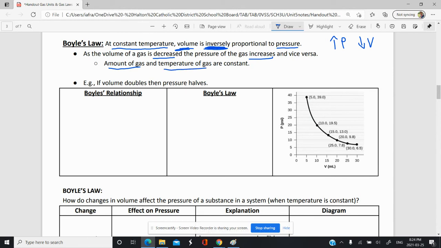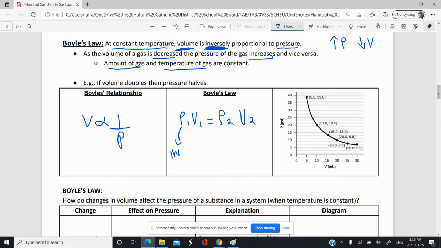You can represent Boyle's relationship by stating that the volume is proportional to 1 over P. That essentially means that they're inversely proportional. Volume is inversely proportional to pressure. So if you decrease the volume, you increase the pressure. The formula for Boyle's Law is P1 V1 is equal to P2 V2. And the ones are all your initial values.